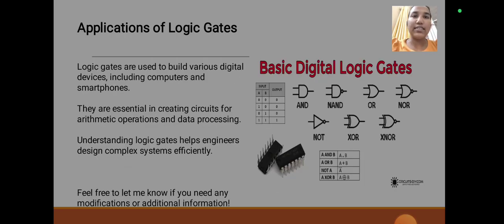Applications of logic gates. Logic gates are used to build various digital devices, including computers and smartphones. They are essential in creating circuits for arithmetic operations and data processing. Understanding logic gates helps engineers design complex systems efficiently. Basic digital logic gates: AND, NAND, OR, XOR, NOT, XNOR.